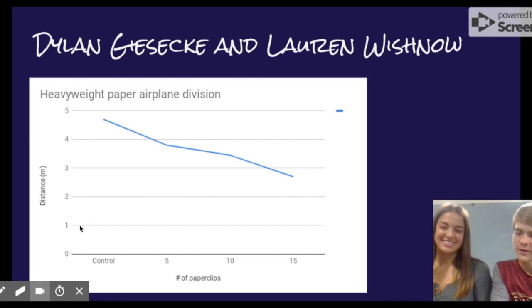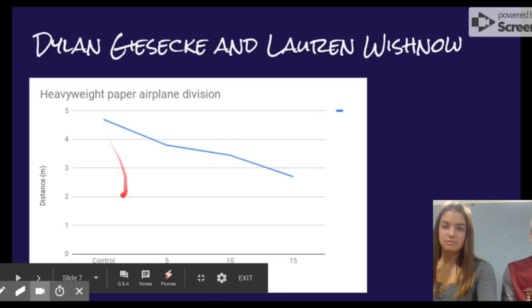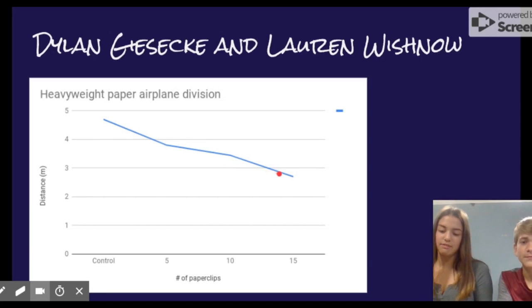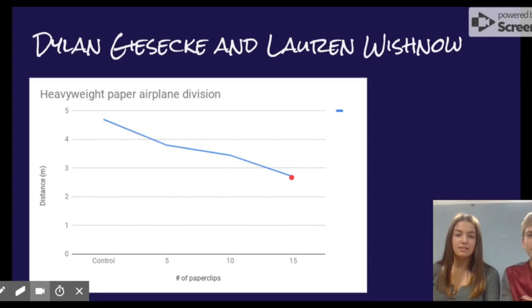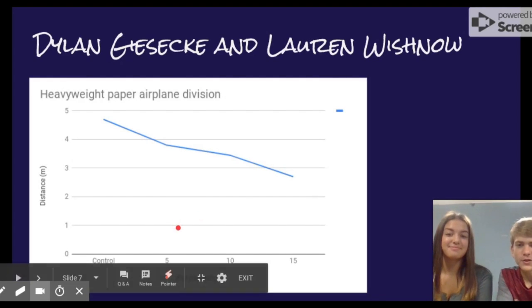The manipulated variable used was weight, starting with 0 paper clips for the control, with an average of 4.7 meters for 5 throws. Our experiment showed us that when you add paper clips to the airplane, the distance would be reduced each throw. For example, the average with 5 paper clips was 3.8 meters, then 3.45 meters with 10 paper clips, and 2.7 meters with 15 paper clips. So in conclusion, the more weight we add to the paper airplane, the less distance it will travel.